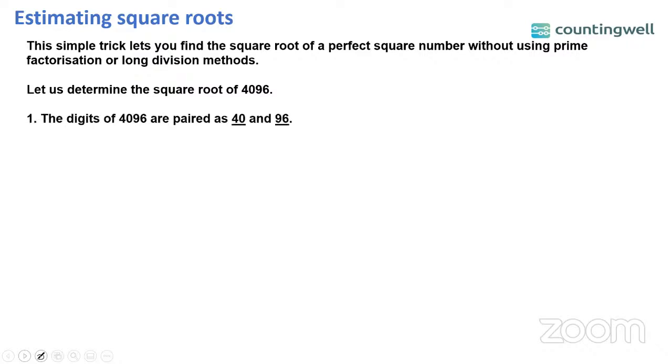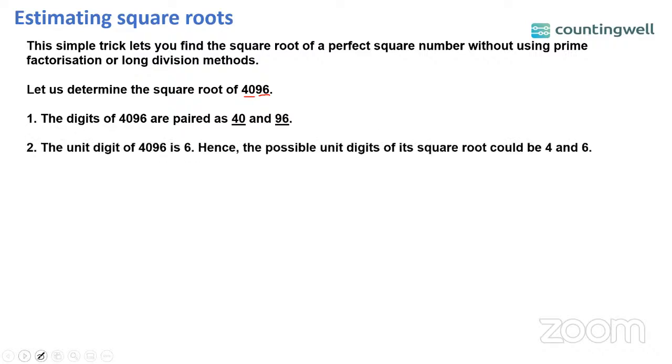The first step is to pair the digits of this number. If you pair the digits, you will see there is an even number of digits. So you can pair it as 40 and 96. Now note that the unit digit of 4096 is 6. So the possible unit digits of its square root could be 4 and 6. Correct? Now let us consider the pair 40.